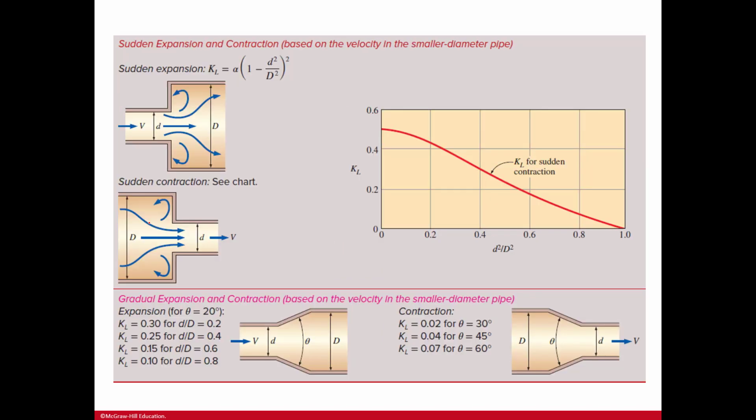So sudden expansion and contraction. We have one for sudden expansion as well. So you can see it's expanding, right? And then sudden contraction, you can think of this as a diffuser of some sort or a nozzle of some sort, this flow, right? Okay, and then you do have gradual expansion and contraction. So you have this here.